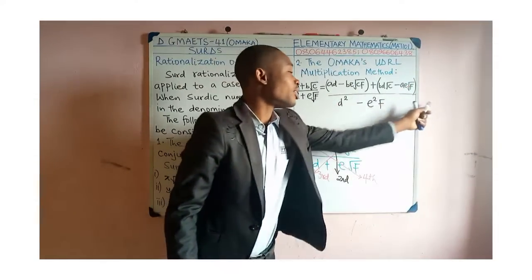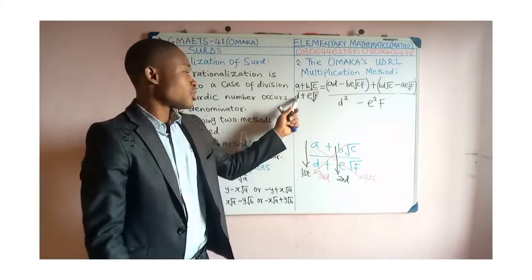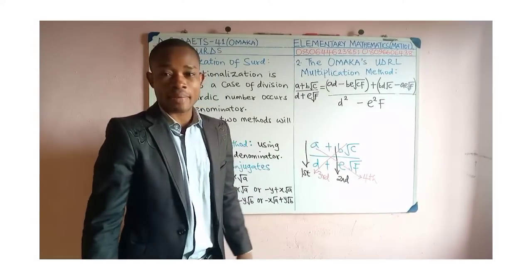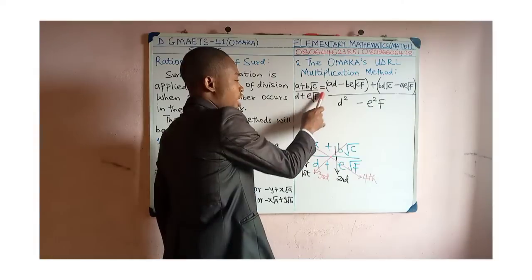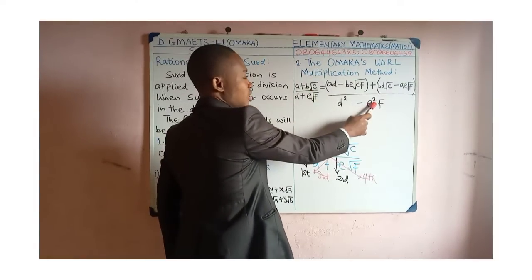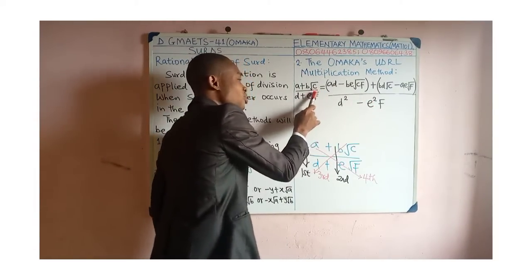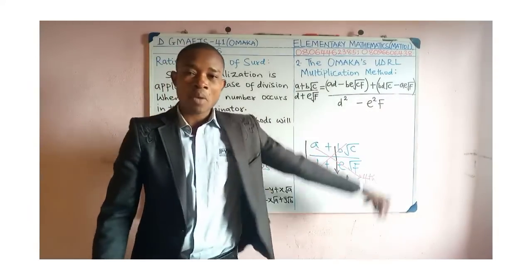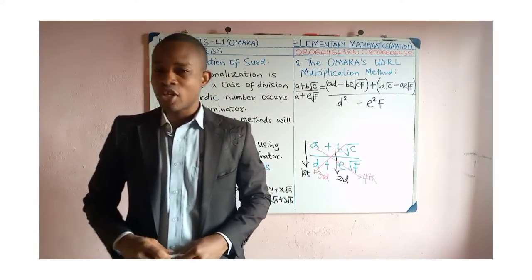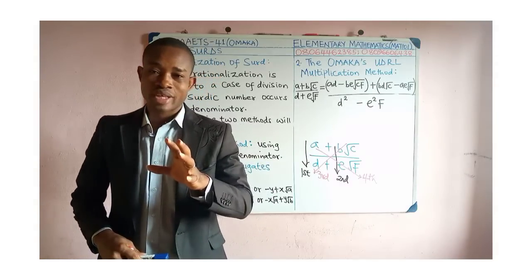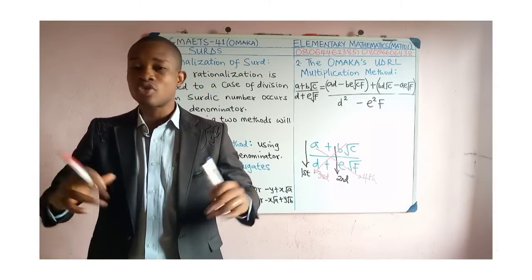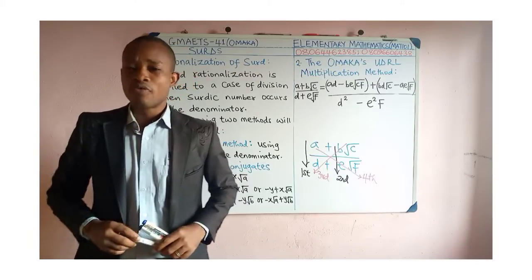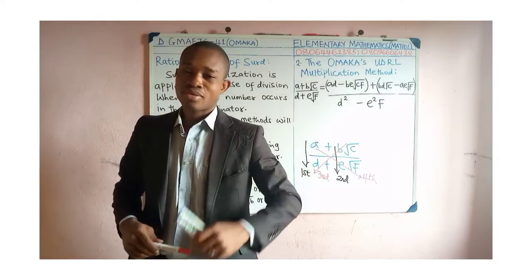Then all over the denominator is a simple one. Square this term, square this other term, then put minus between them. If you take the square of e root f, you're going to get e squared, which is this, then square of root f. That square would remove this square root. So that is the Omaka'S Udrl multiplication method of solid rationalization. In the next video, we shall pick questions and then we should apply all the laws that we've written so far about solid.